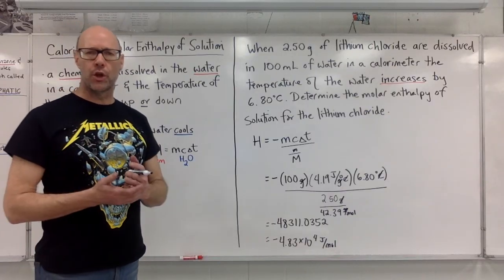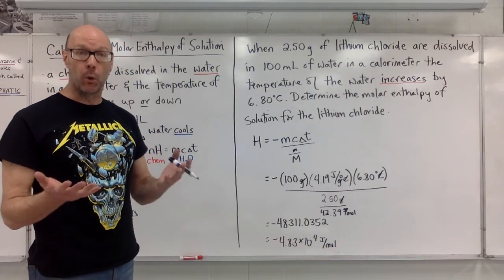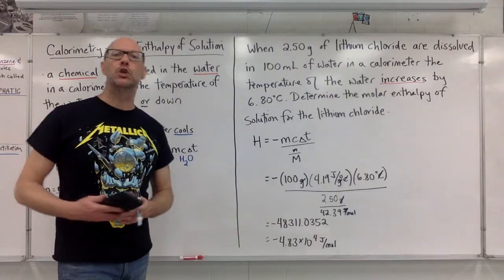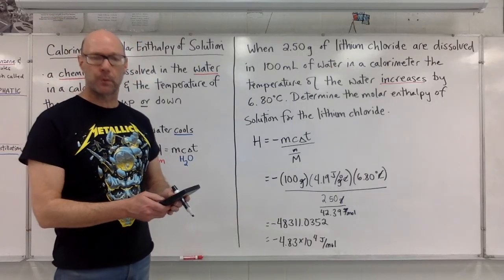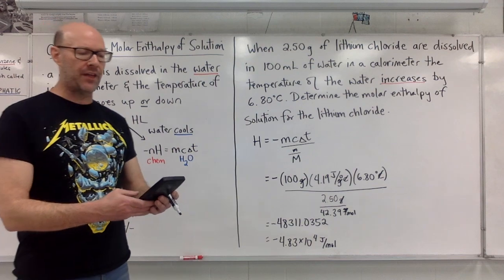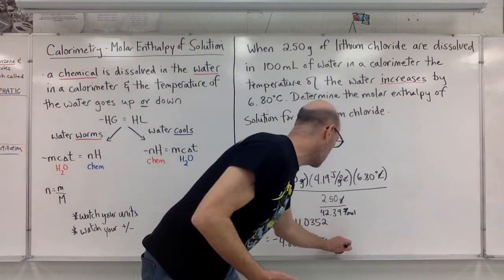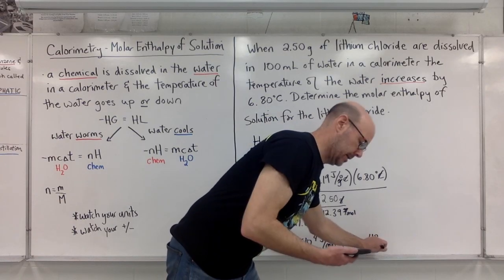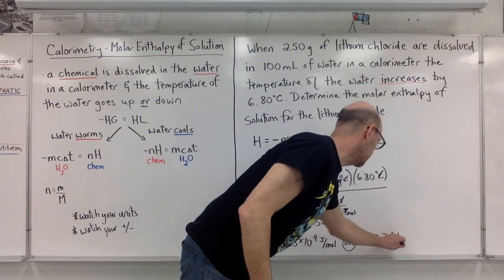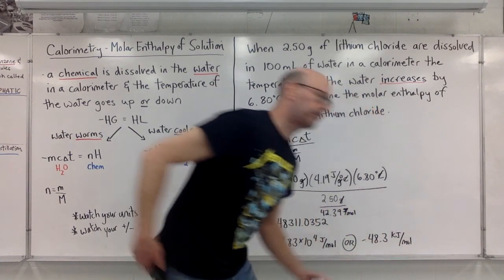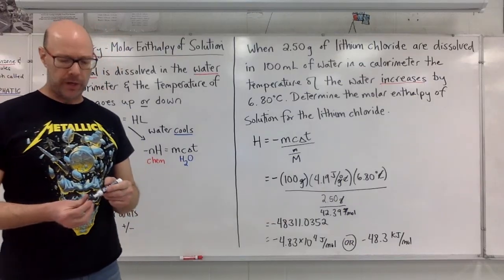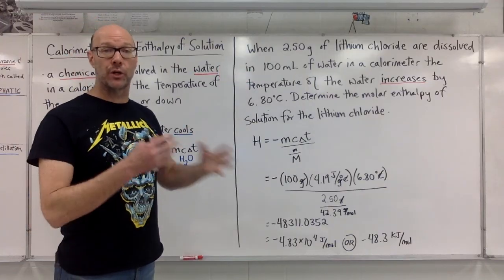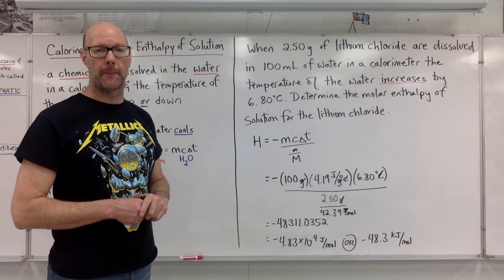There is a convention, though, that we often are going to express molar enthalpies in kilojoules per mole. So a second option is for me to do a unit conversion. I take my joules per mole and divide by 1,000. And now I'm at negative 48.3 kilojoules per mole. Either one of those would be perfectly acceptable. The question does not specify that it wants the answer in any particular units.